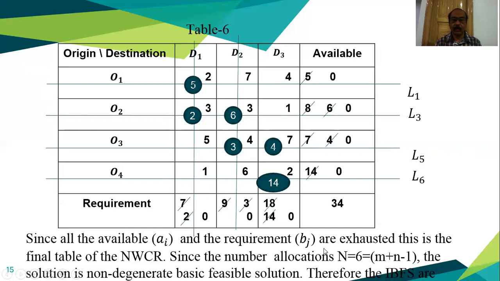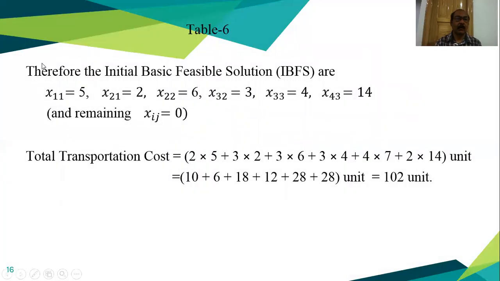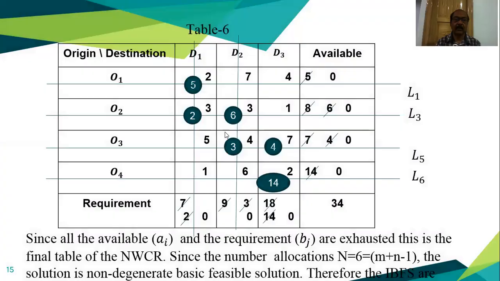Now we are checking what is the transportation cost with our initial basic feasible solution. Our initial basic feasible solution is x11 equal to 5, x21 equal to 2, x22 equal to 6, x32 equal to 3, x33 equal to 4, x43 equal to 14, and the remaining all xij equal to 0. And what is the cost? That we have to check.